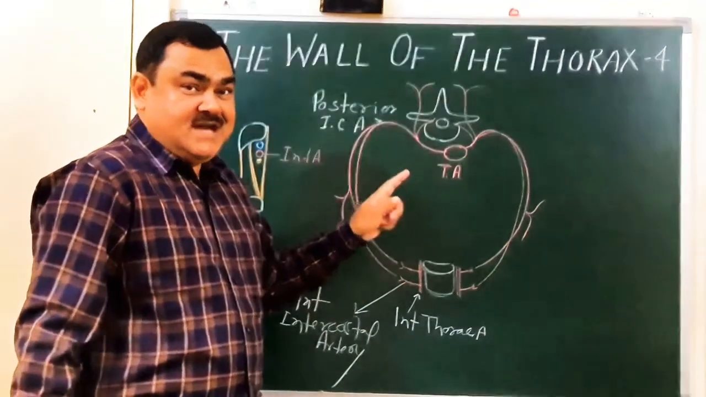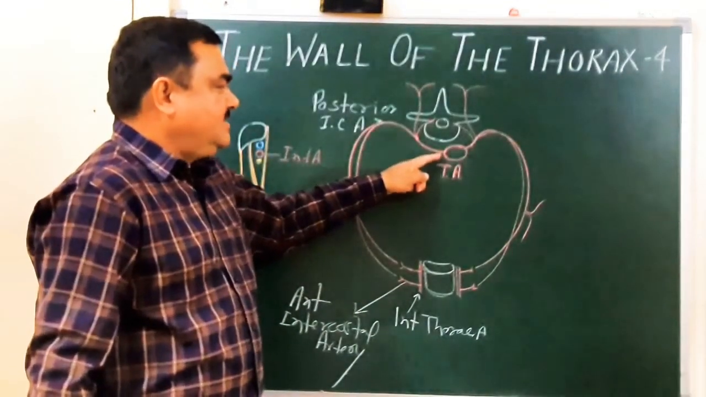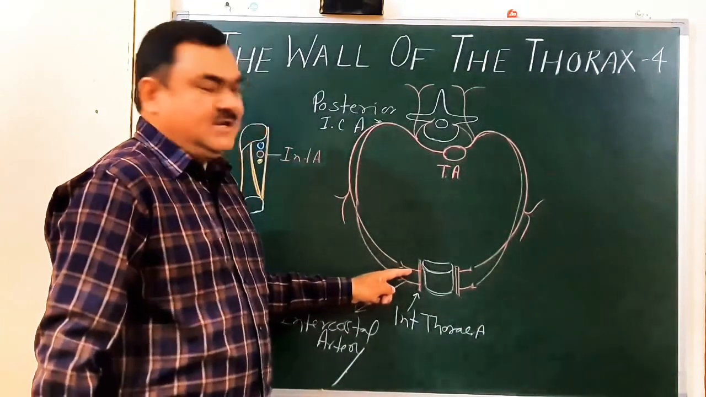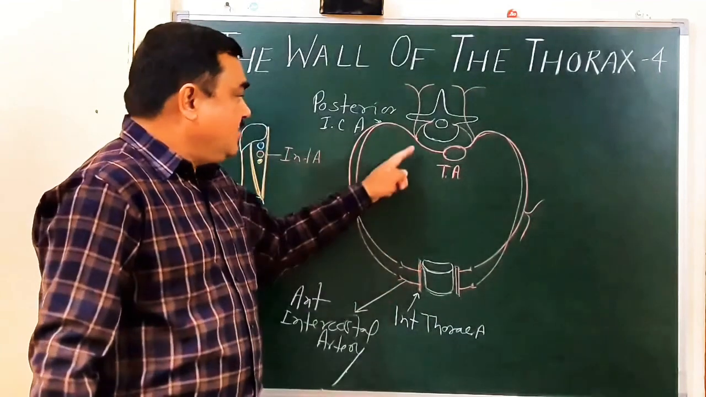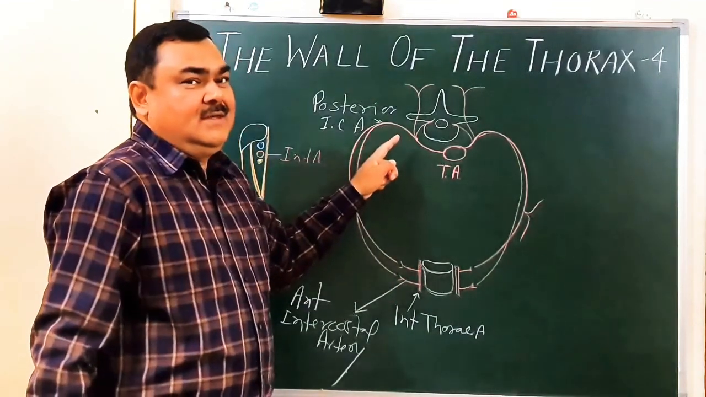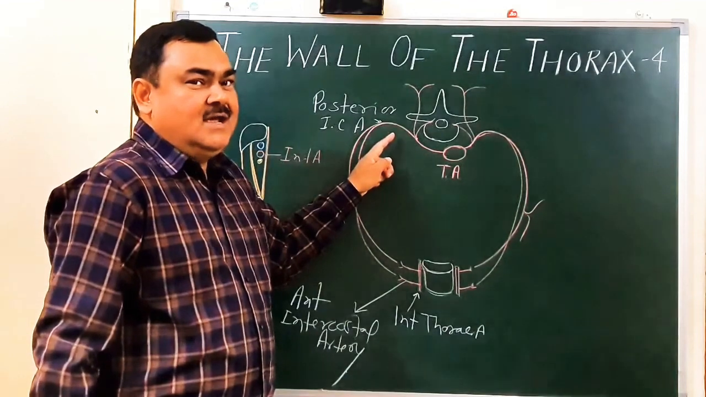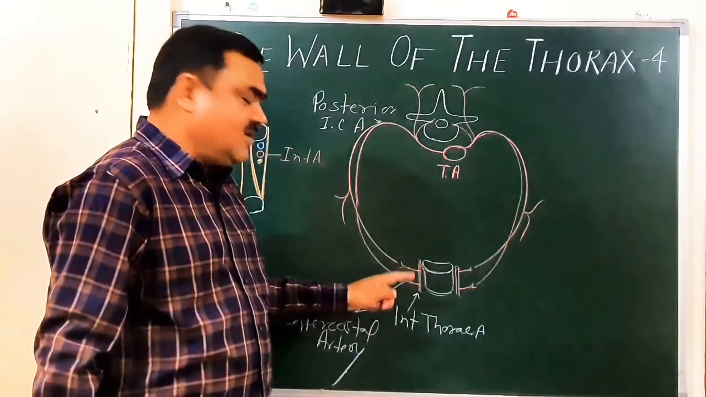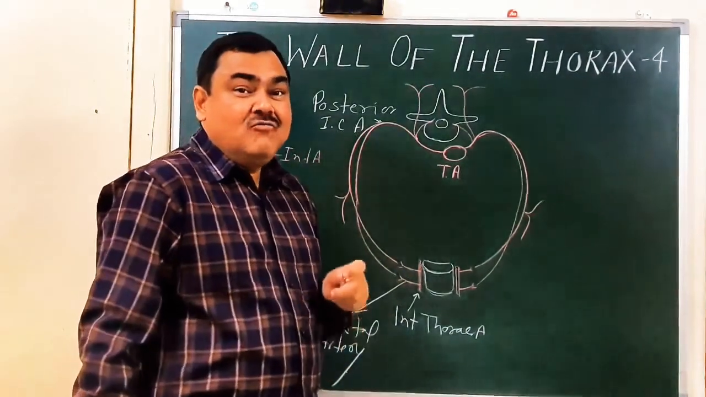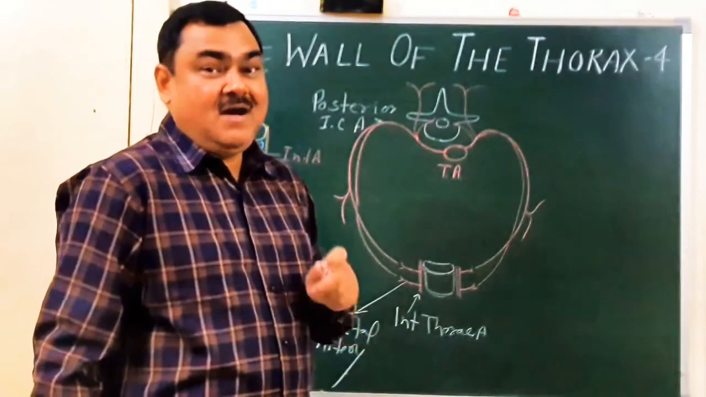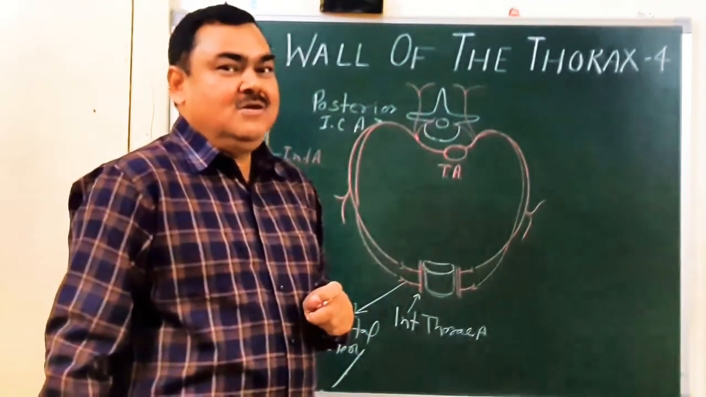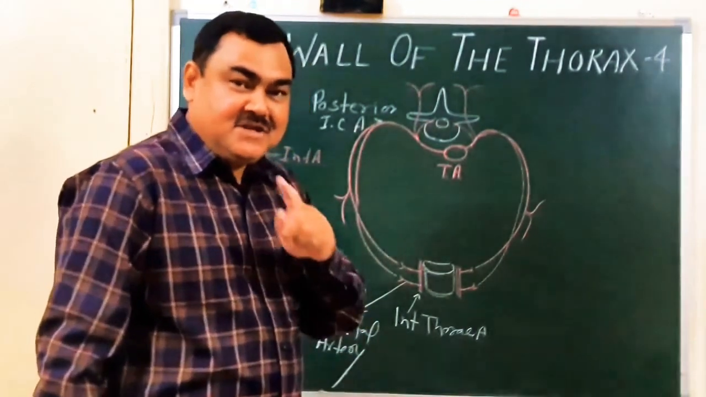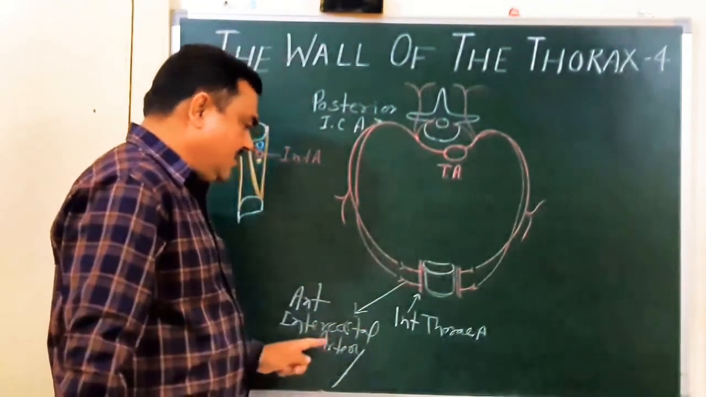So in each space on each side there is one posterior intercostal artery and two anterior intercostal arteries. The posterior intercostal artery is present in all 11 intercostal spaces, and the anterior intercostal arteries are present only in the upper 9 intercostal spaces. The 10th and 11th spaces have no anterior intercostal artery.